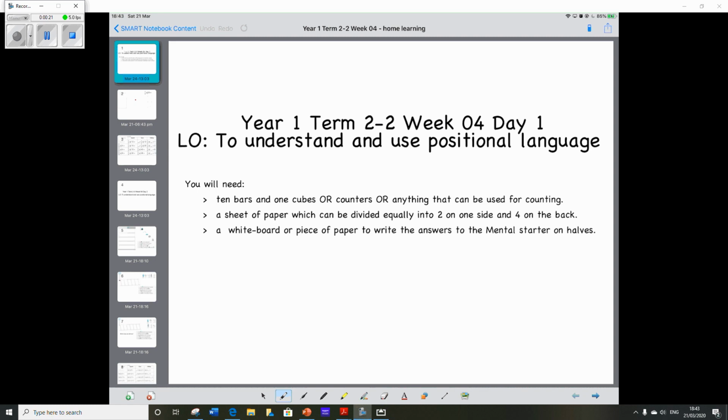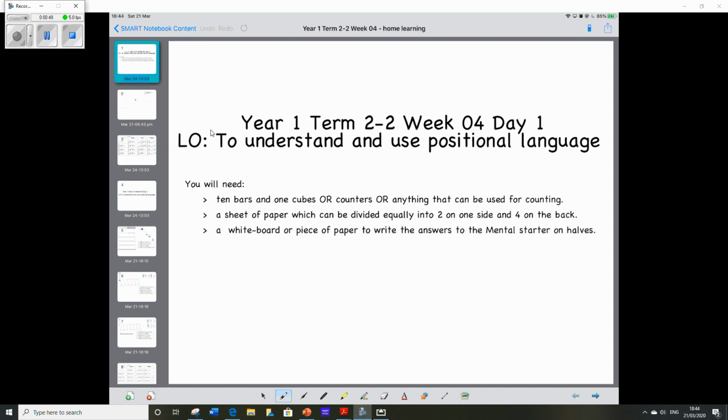But before that, we're going to be recapping on the halves and quarters of quantities. And to do this, you're going to need your 10 bars and 1 cubes or counters, or paper clips, marbles, or anything you enjoy counting with. You'll also need a sheet of paper which can be divided equally into halves on one side and quarters on the back. And finally, a whiteboard or a piece of paper to write the answer to the starter about halves and quarters. So when you're ready, we're going to get started.